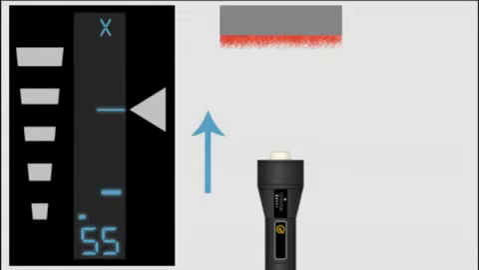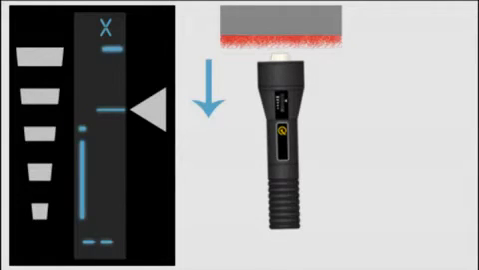As the probe is brought closer to the powder, a distance paddle appears. Here, the paddle is below the target bar, so the probe must be brought closer. Here, the paddle is above the target bar, indicating the probe is too close to the powder and must be moved away.